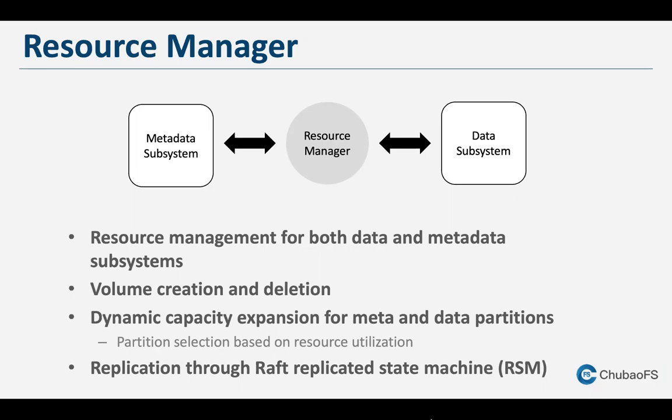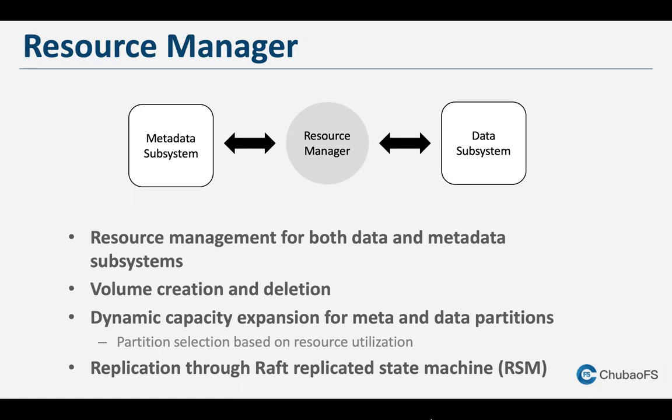So when the resource manager senses that all the meta partitions or data partitions on a node are about to be full, it will start to allocate new partitions for the corresponding volumes. In that case, when we do the selection, we will try to find the ones with the partitions on the lowest disk or memory usage. So that's what we call resource-based data placement.